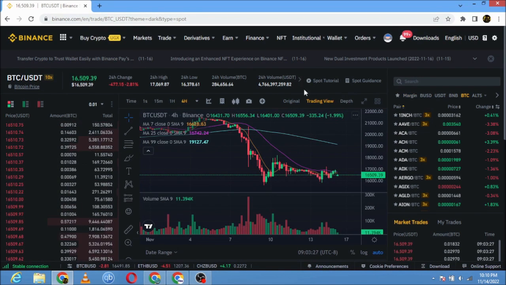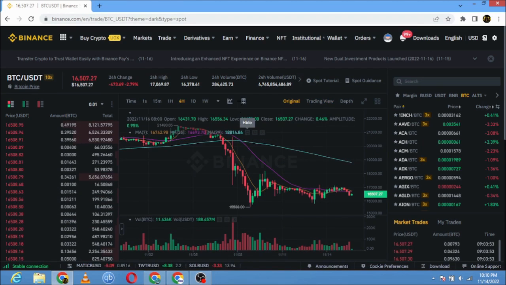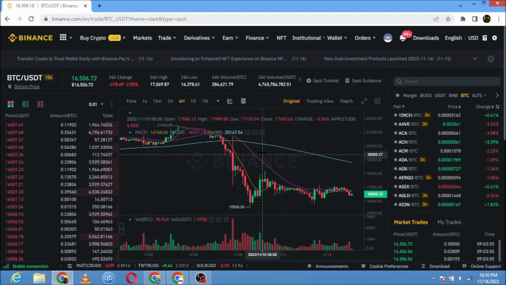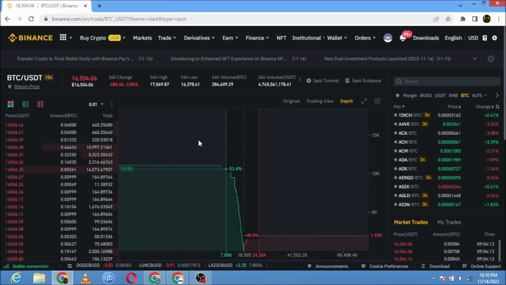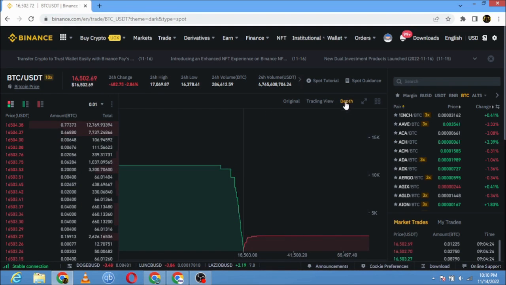But in most cases, there is the original view. So this is how the original looks like, and you can see all. Then there is a trading view. This is how it looks like. Then there is depth of the market. This is how it looks like. Now it shows that in the market, the bulls are taking over the bears. So that's what depth means.